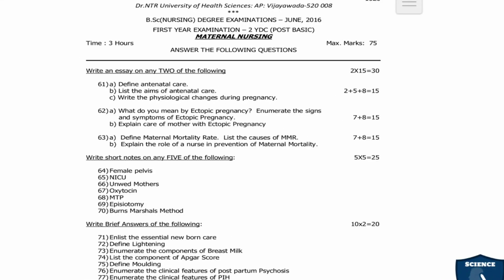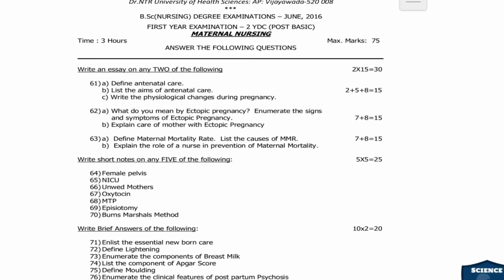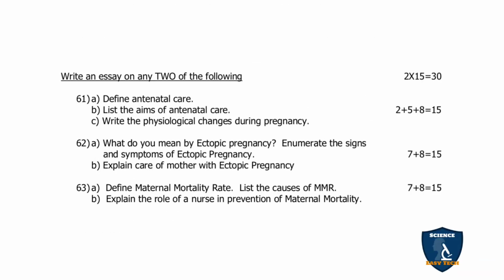Next, we will move on to the June 2016 question paper. Again, in the essay questions, you have to answer any 2 out of 3. 1A: define antenatal care, 2 marks. 1B: list the aims of antenatal care, 5 marks. 1C: write the physiological changes during pregnancy, 8 marks. 2 plus 5 plus 8 is equal to 15 marks.